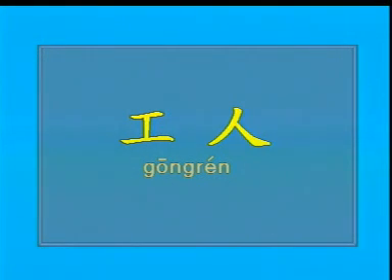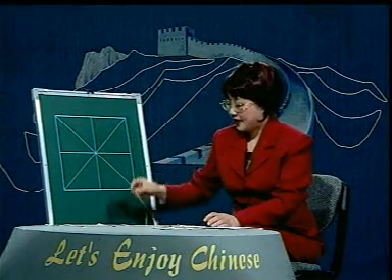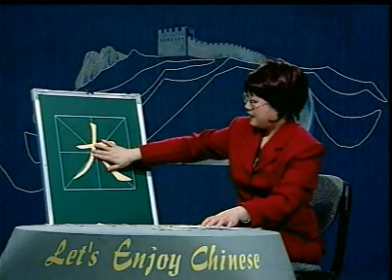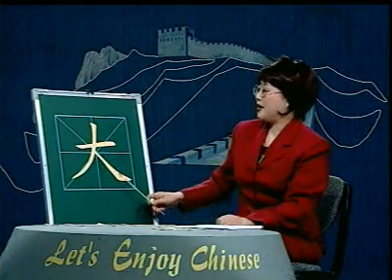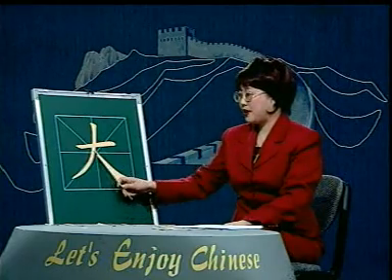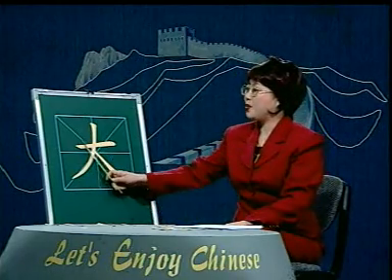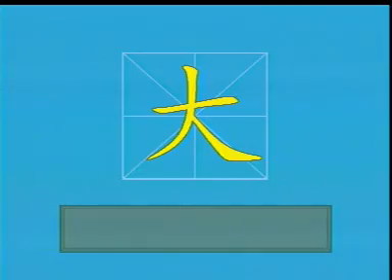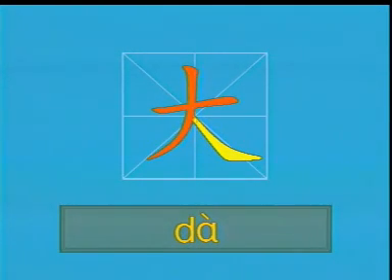The next character we learn is 大. Now, you see, there's 人, and then we put 横 across 人. It is 大, means big or great or large. 横 撇 捺 大 大.